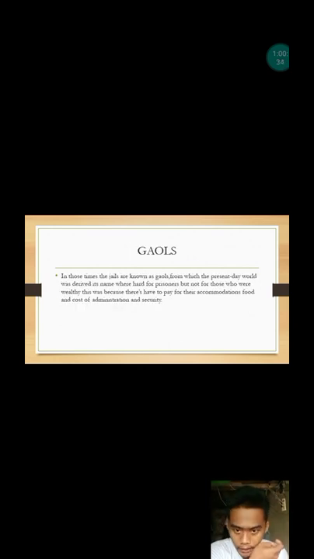Gaols, or what we call jails. At those times, the jails were known as gaols, from which the present-day word derives its name. They were hard for prisoners but not for those who were wealthy. This was because prisoners had to pay for their accommodation, food, and cost of administration and security.